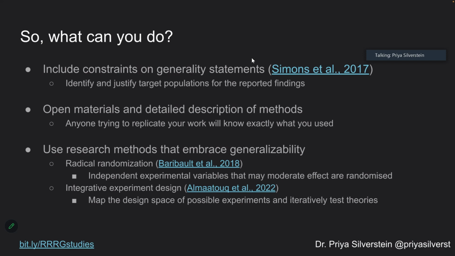And then there's a couple of methods you can use to actively embrace generalizability. Again, not sure how applicable these would be across different types of research, but just in case they're useful to you. So one is radical randomization. This is mapping out all the experimental variables that might moderate an effect and just randomizing them and having a very noisy data set on purpose, so that if the effect comes through all of this variation, then it must be robust to all the features that you have manipulated, generalizable to all those different contexts. And then integrative experiment design is where you map the design space of possible experiments and iteratively test theories. So having a more programmatic research approach as opposed to individual studies, thinking about how the results of several studies put together would answer your question.